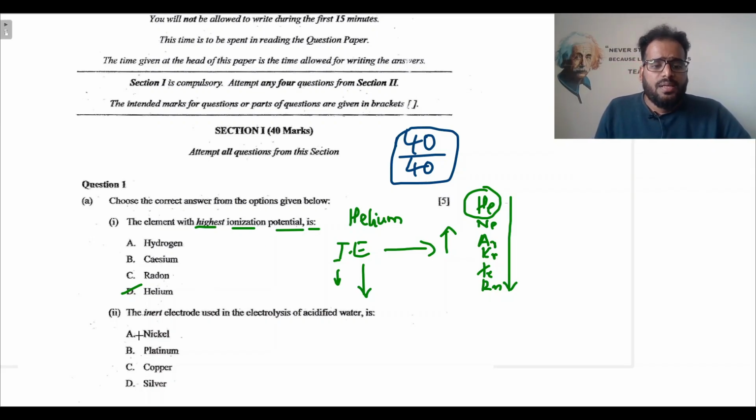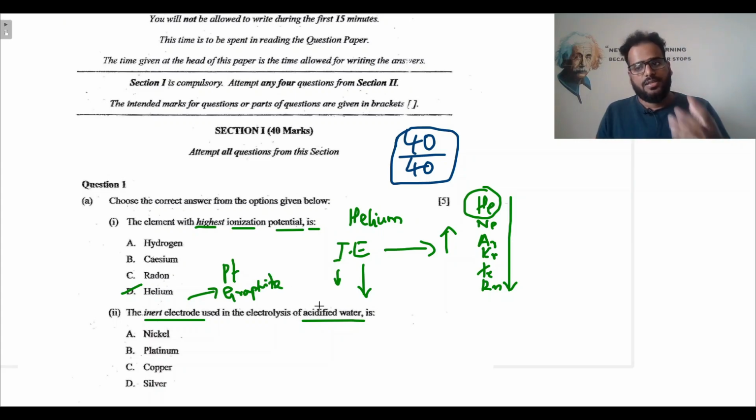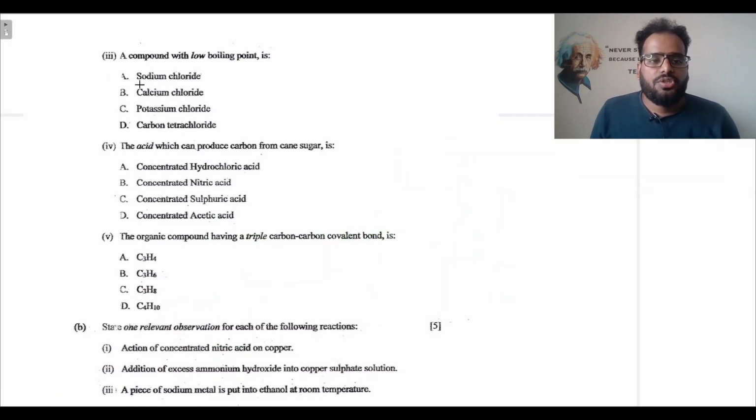So remember, the inert electrode used in the electrolysis of acidified water. You have only two inert electrodes. Which ones? Platinum and graphite. Graphite is one of the carbon allotropes. So check the options: nickel, platinum, copper, silver; we can use platinum. Okay, two questions done.